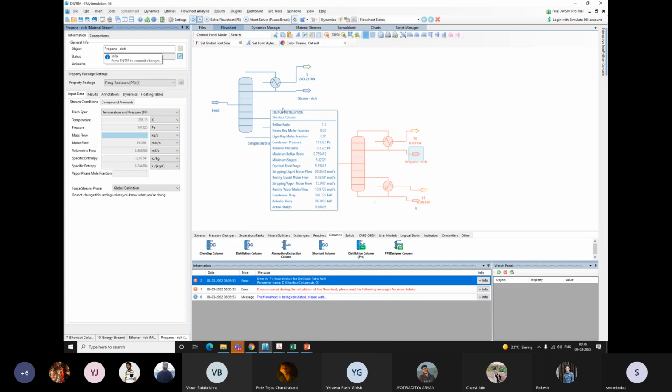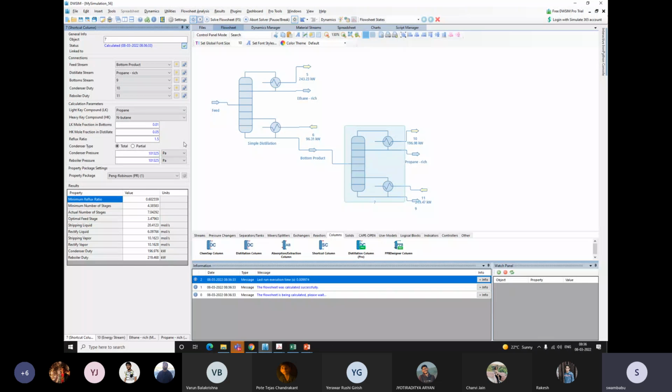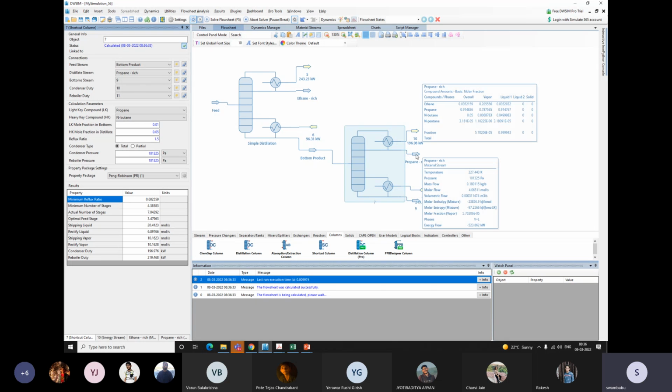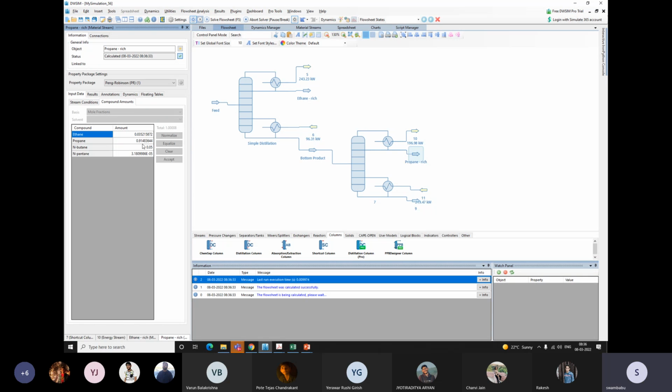Propane rich. So let's go to the distillation column and define the light key and heavy key. Here the light key is propane and the heavy key is butane, and let us make it 95% purity, and it calculates. Again, it will show you how many distillation stages and how many trays are required, and you can click on the propane rich stream and see the compound amounts. The propane is almost 91% purity.